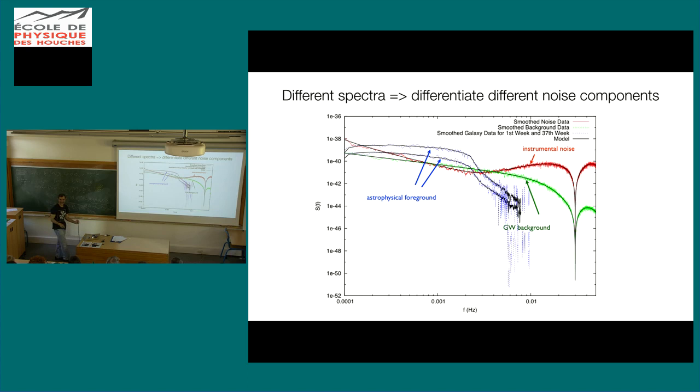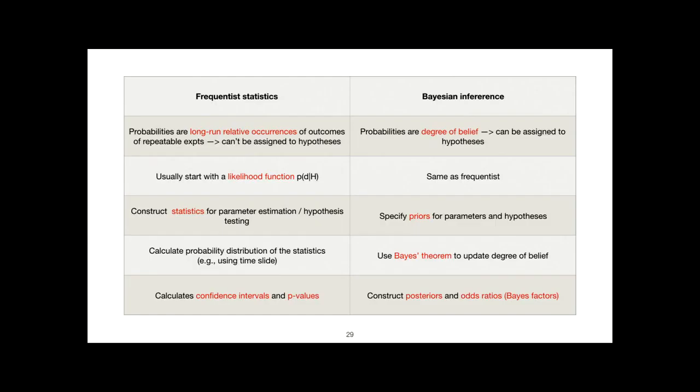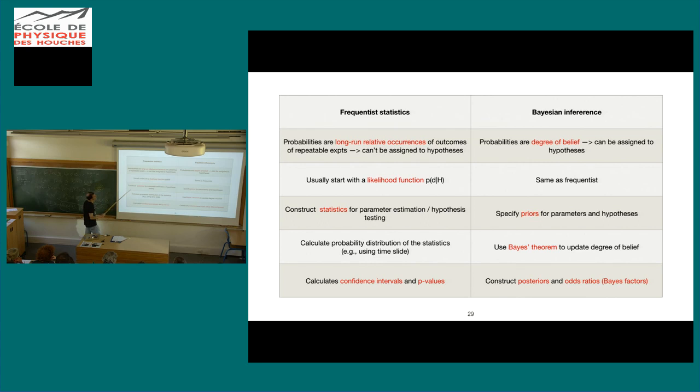Okay, so now let me turn the discussion around a little bit and discuss frequentist and Bayesian methods. Now, the lecture yesterday, I focused mostly on frequentist methods, so different statistics, cross-correlation statistics, etc. Now I want to discuss things from a more Bayesian perspective, okay? So let me begin first by comparing the two. As a frequentist, your interpretation of probability is as a long-run relative occurrence of outcomes of repeatable experiments, okay? So you assign probabilities to random variables, okay? Things that have intrinsic randomness.